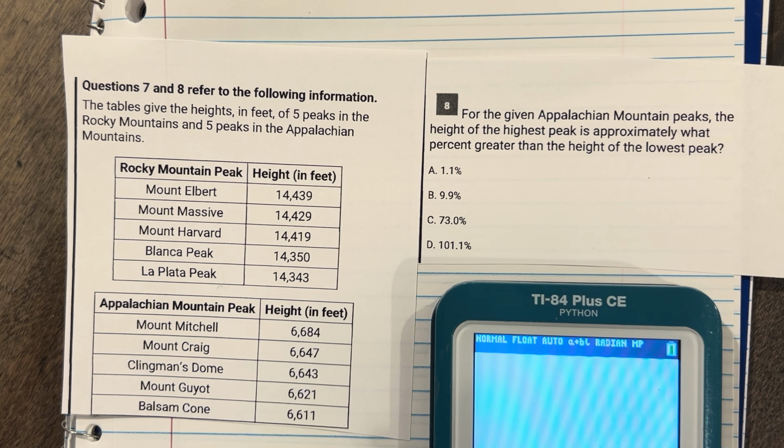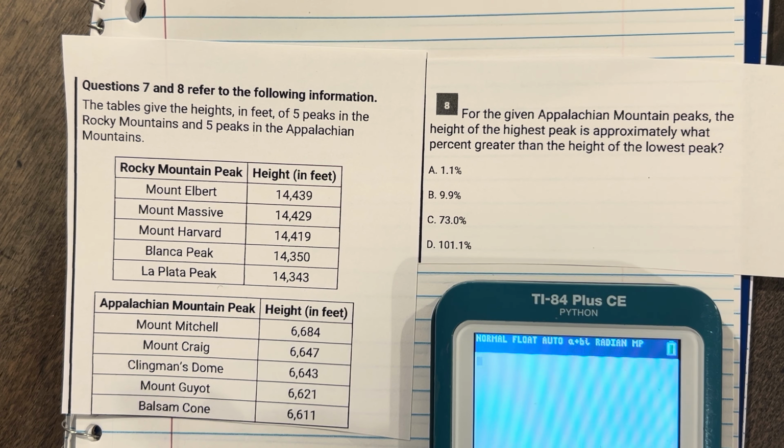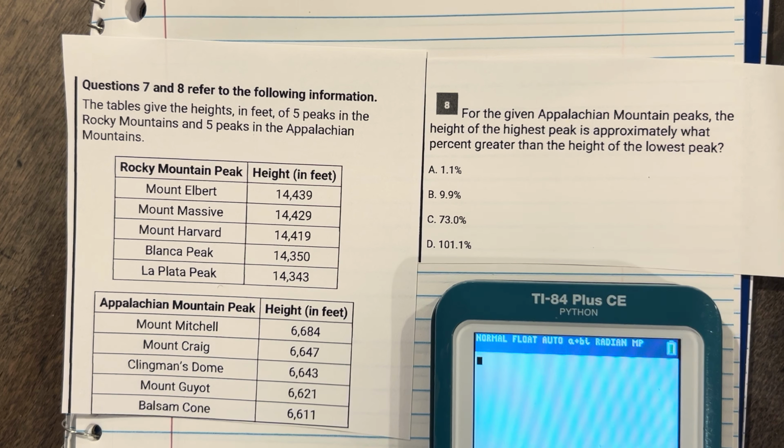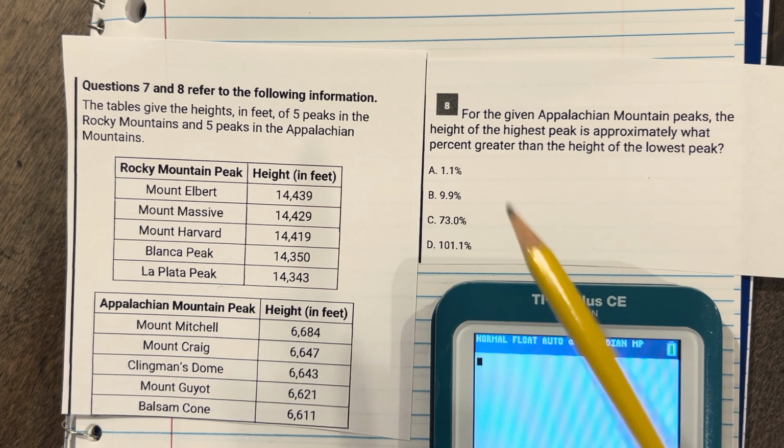this for 10-15 minutes and find that you understand all this information. You can name blindfolded how high Mount Craig is. You can name how high the Clingman's Dome is without even looking at the table. But is that going to help us for our problem? Maybe, maybe not. Oh, look, it's not.